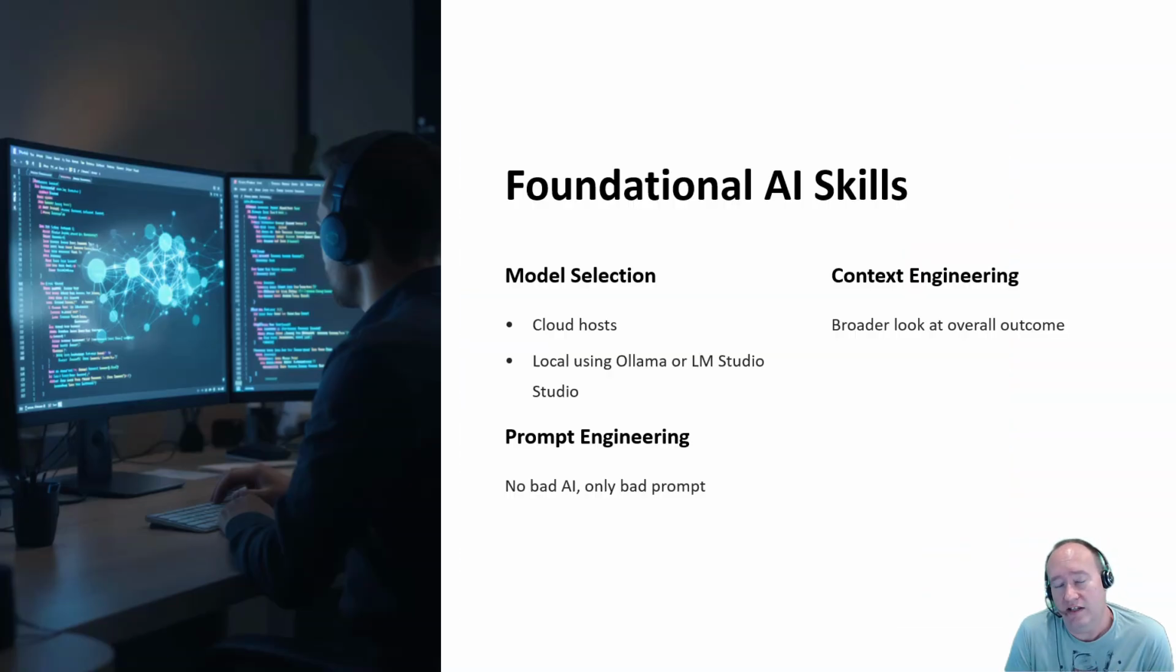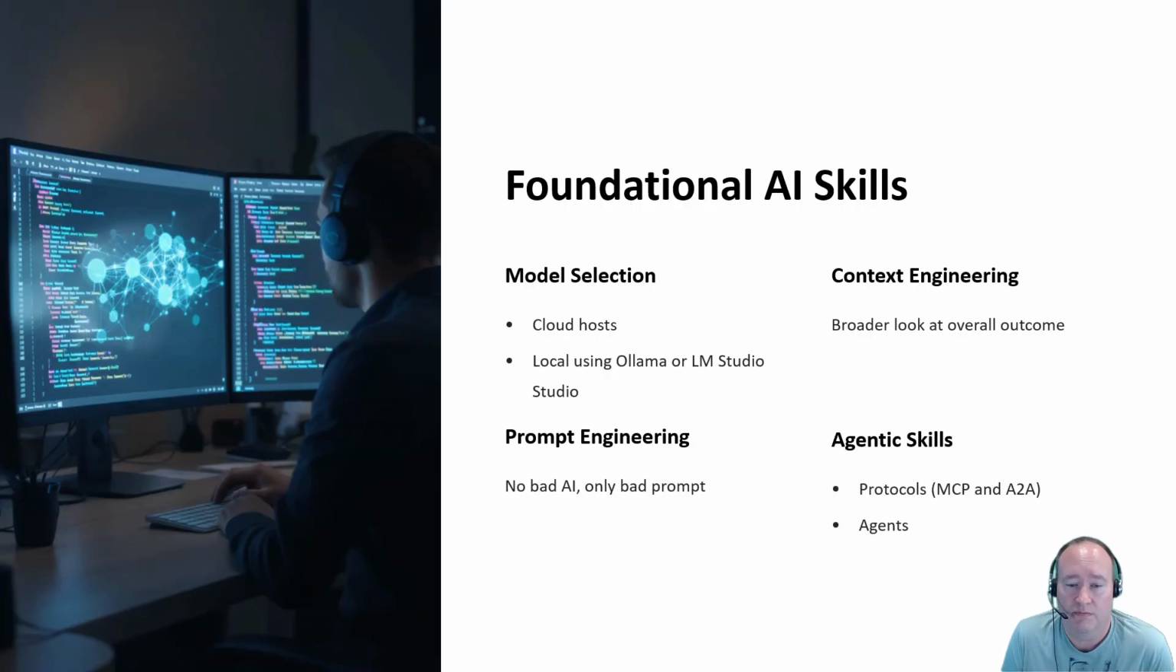This brings us into context engineering, which is kind of the next evolution of prompt engineering. And this takes a broader look at the overall outcome. So instead of focusing on a specific prompt to get a single result, you're more focusing on the overall environment and the overall expectation of what you want as a whole beyond just a single prompt. And the third skill is agentic skills. You want to look at protocols such as MCP or A2A, and then overall agents. How are agents going to be able to help you solve your problems?